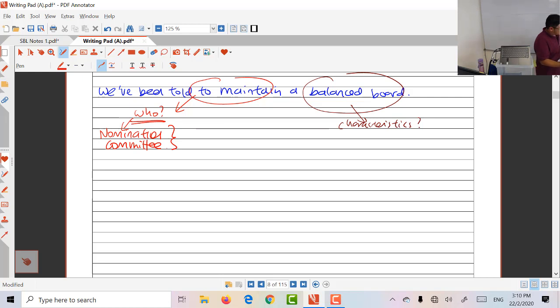If you go to page 64, okay, page 64. Can we read B2.1, where the code tells us about the nomination committee? Okay, let's read this. There should be a nomination committee which leads the process for board appointment, and they make recommendation to the board. So ultimately, they don't decide. Always remember, committee never makes decisions. The decisions always come from the board.